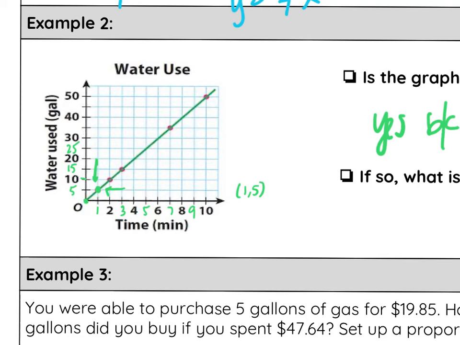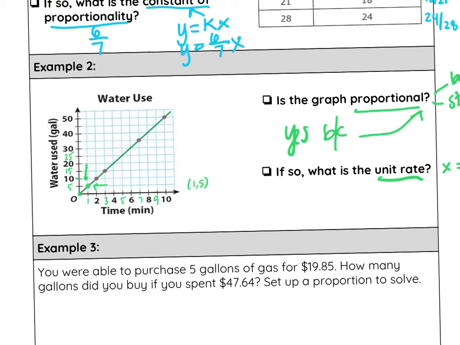Now, the unit rate itself is not 1, 5. That's just the coordinate that represents the unit rate. The unit rate itself is 5 gallons per minute. Okay, hopefully that was a pretty good one.